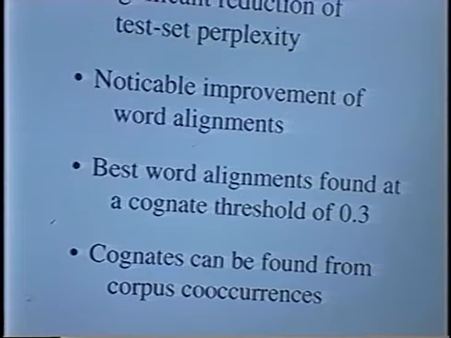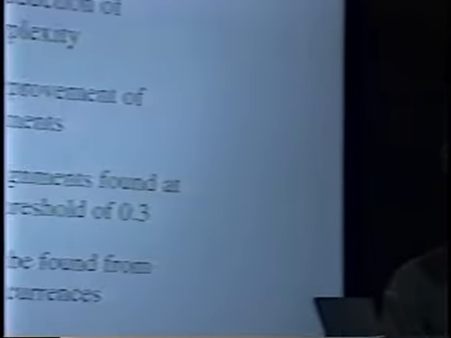We'd like to think that it's because this is actually where the real cognates stop. It's also worth investigating why test set perplexity continues to drop with more additions. And we found that cognates can be found starting from only corpus co-occurrences. It's not necessary, strictly speaking, to have a dictionary to generate cognates.